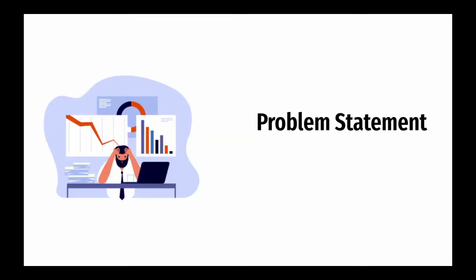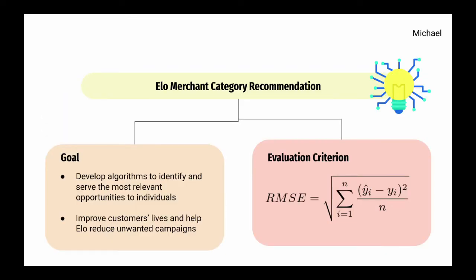First is the introduction of the problem. We are tasked to develop algorithms to identify and serve the most relevant opportunity to individuals and to improve customers' lives and help Elo reduce unwanted campaigns. Here is the evaluation score used in this project, which is based on root mean square error between the predicted value and the ground truth value. The lower the RMSE, the better the model's performance.